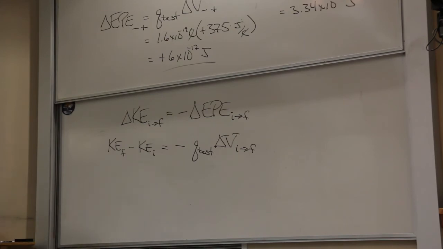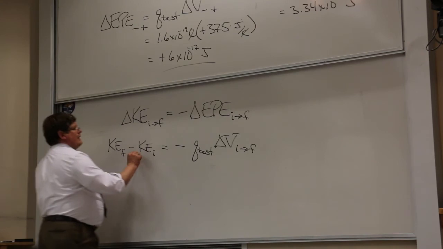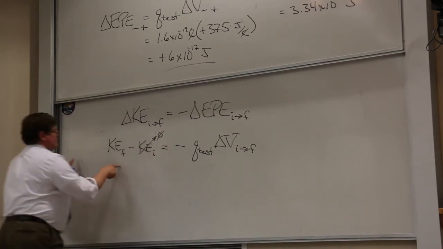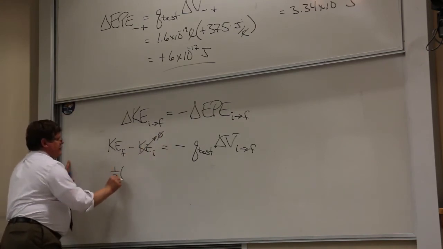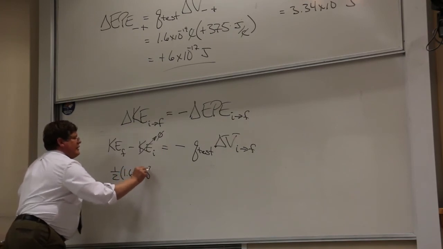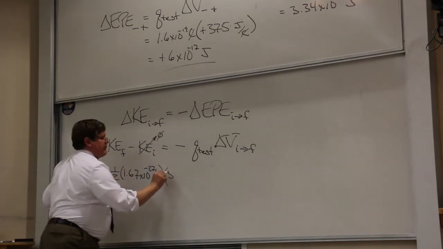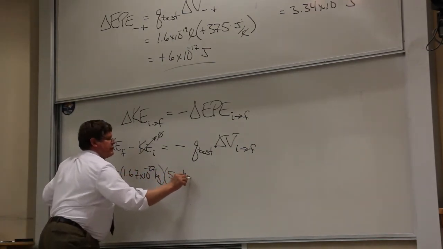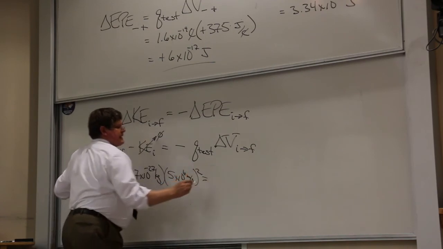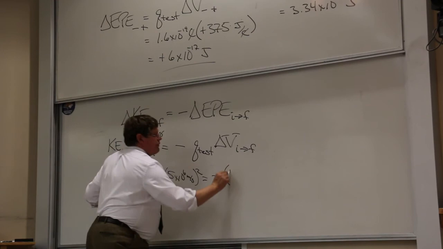Now, in this case, we're dealing with a proton, and it's starting from rest. So the initial kinetic energy is zero. The final kinetic energy is going to be 1.67 times 10 to the minus 27 kilograms. The final speed is going to be 5 times 10 to the 6 meters per second. And the minus sign comes down, it's a positive proton.